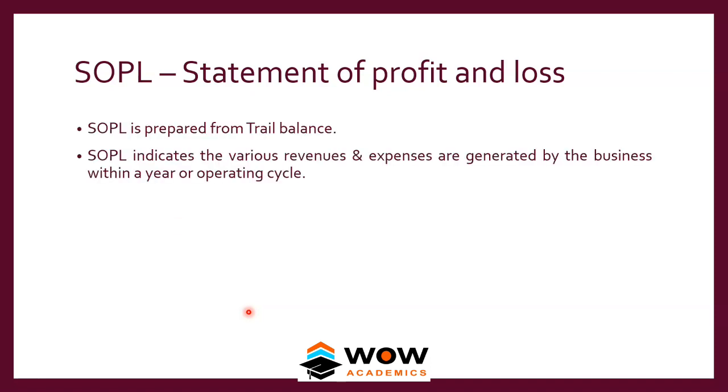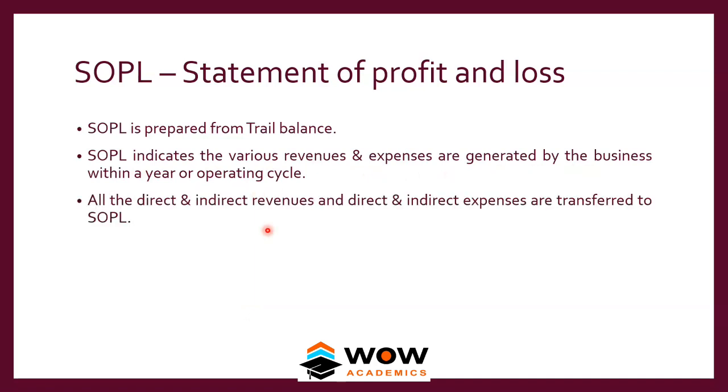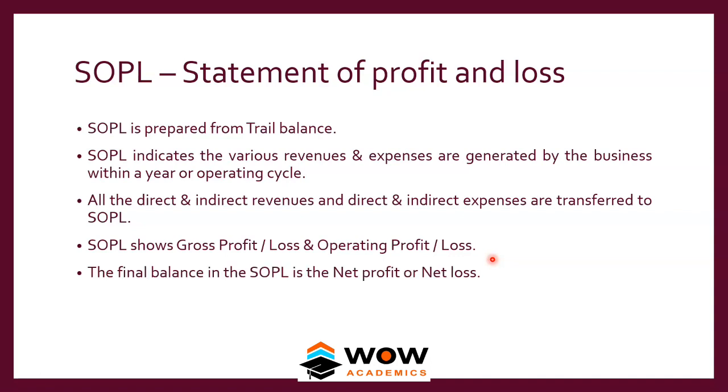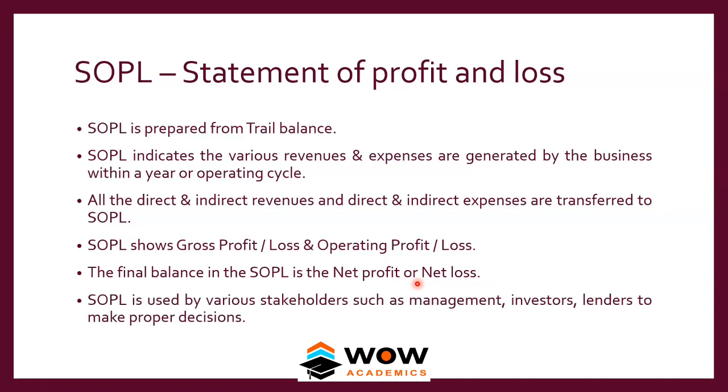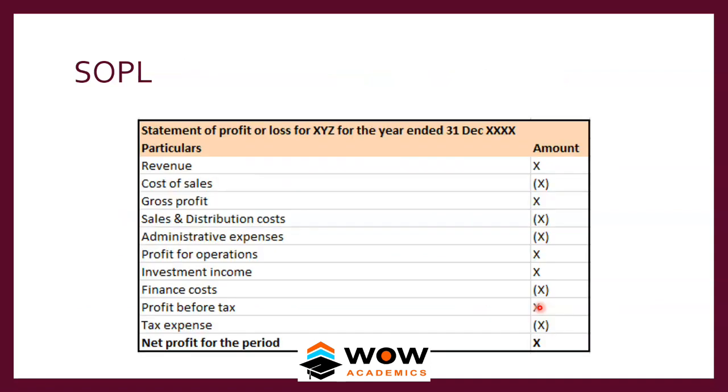SOPL indicates the various revenue and expenses which are generated by the business within a year or operating cycle. So it records all the direct and indirect revenues, direct and indirect expenses. Finally, it will show you the gross profit or loss, operating profit or loss, and also net profit or net loss. So that is the final balance. SOPL is used by various stakeholders to decide whether the company is making good profit or not.